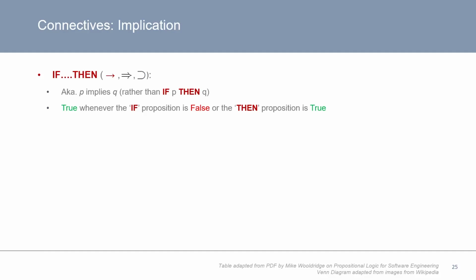Next, let's look at the slightly more complicated implication connective. Here we have if something, then something, represented using this arrow symbol. It can also be read as P implies Q, rather than if P then Q. An implication is true whenever the if proposition is false, or when the then proposition is true.